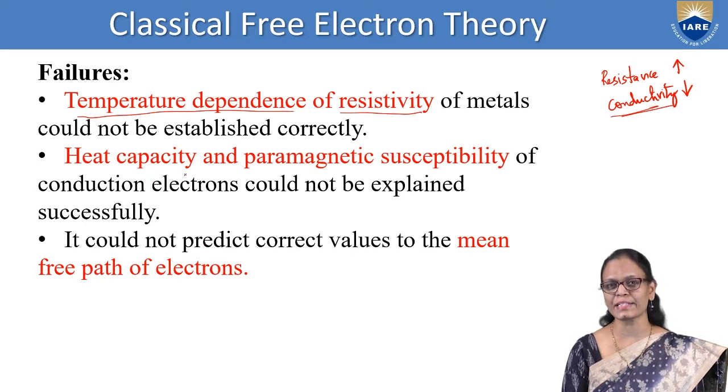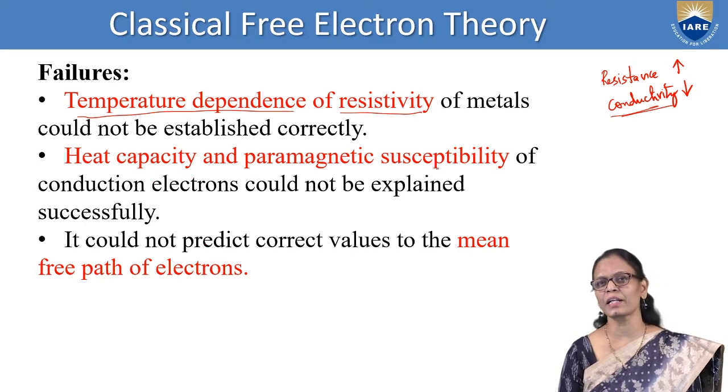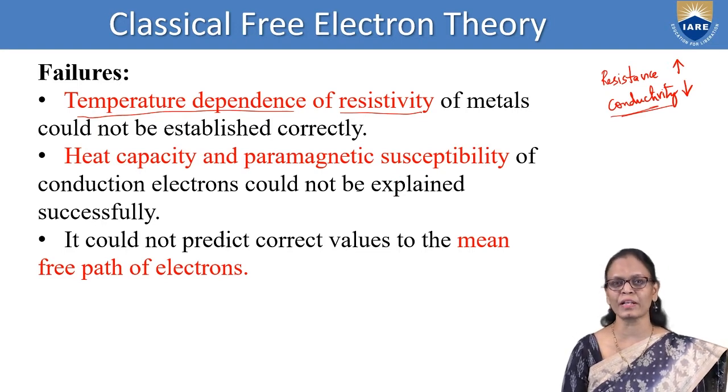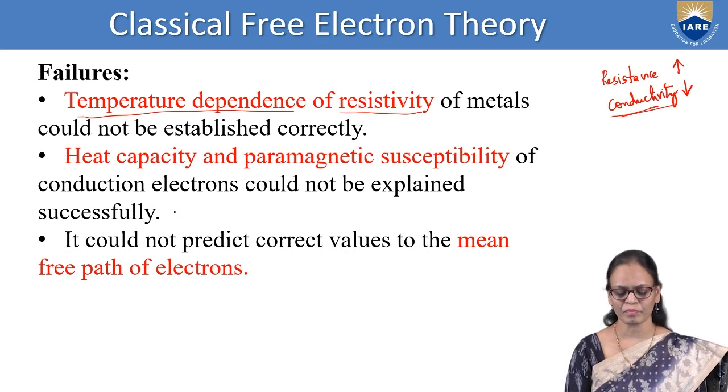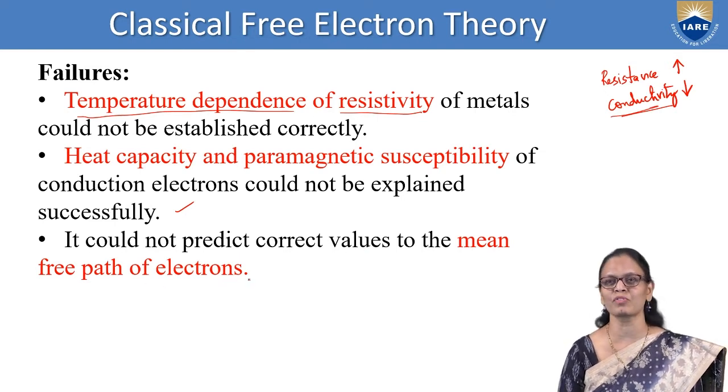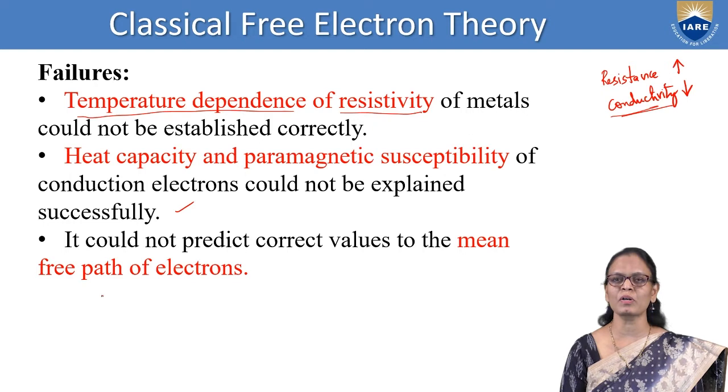And also the heat capacity and the paramagnetic susceptibility of the conduction electrons. These conduction electrons, how do they move? What is their susceptibility in moving in an electric field? That also could not be explained successfully. And also, it could not predict the correct values for the mean free path of electrons. Mean free path means the total distance that is traveled by the electrons.